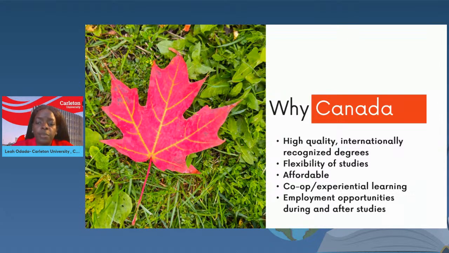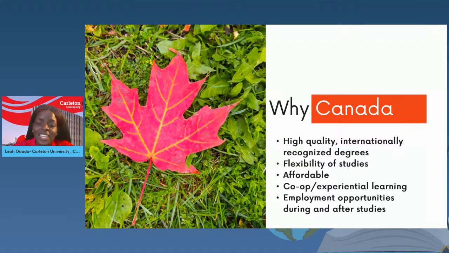So I'm happy to talk a bit more about that because there are so many factors to consider. But when it comes to the education, you're getting a high quality education. It's internationally recognized. So let's say, for example, you do your undergraduate degree in Canada. You can do your master's anywhere around the world and that degree would be recognized.